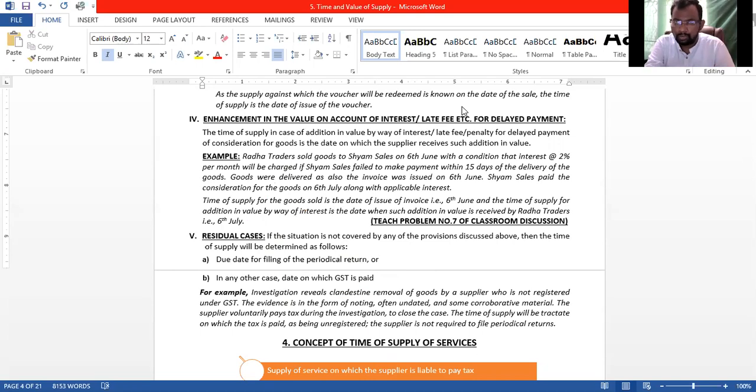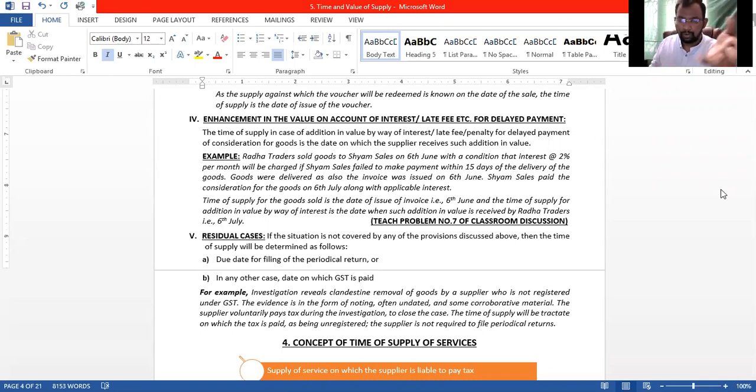Right. So study the example. For example, investigation reveals clandestine removal of goods by a supplier who is not registered under GST. The evidence is in the form of notings, often undated, and some corroborative material. The supplier voluntarily pays tax during the investigation to close the case. The time of supply will be the date on which the tax is paid, as being unregistered, the supplier is not required to file periodical returns.